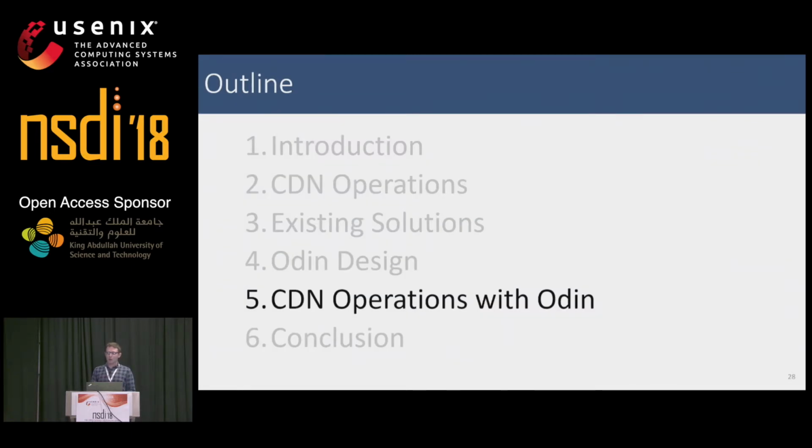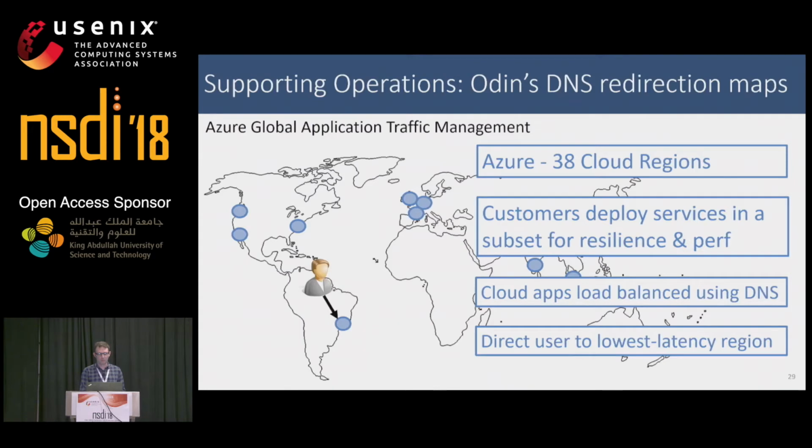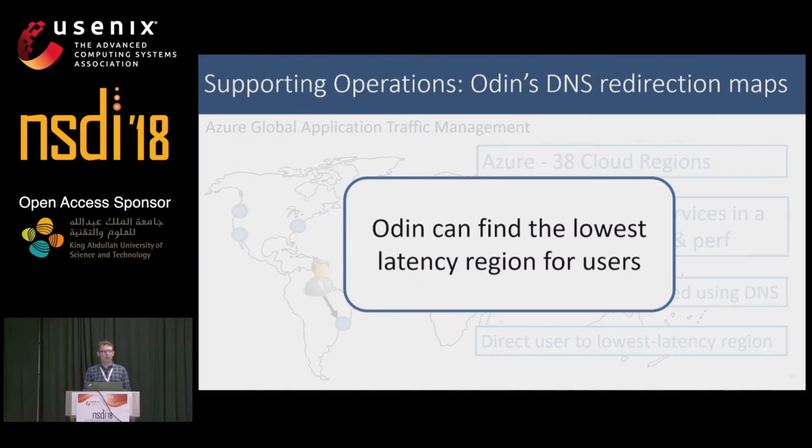So now that we've seen how Odin works, let's look at some real examples of how we've used Odin to support our operations. Azure is Microsoft's public cloud platform. It currently has 38 regions. And customers generally deploy their services in a subset of these regions. And we use DNS to direct users to the lowest latency region. And we've recently updated our process for finding the lowest latency region for a user to use an Odin-based technique.